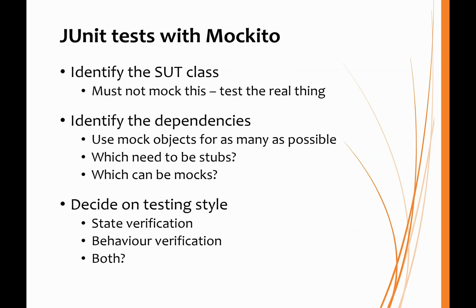When we're writing JUnit tests with Mockito, we need to identify the class that we're testing and not mock it. We're testing the real object. For any of the dependencies, we will use mock objects for as many of those other classes as we possibly can. We also need to decide which of the methods for those mock objects should be stubbed and which mock objects can be left as mocks without stubs.